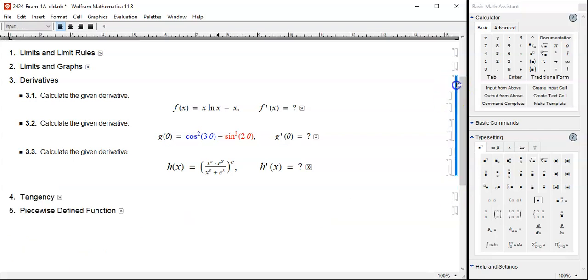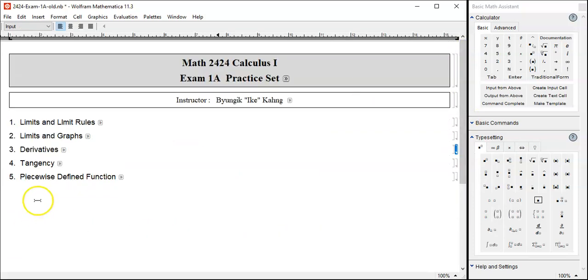All right, so much for the derivative problems, and let's meet again in problem set number 4, tangency problem, in a separate video.